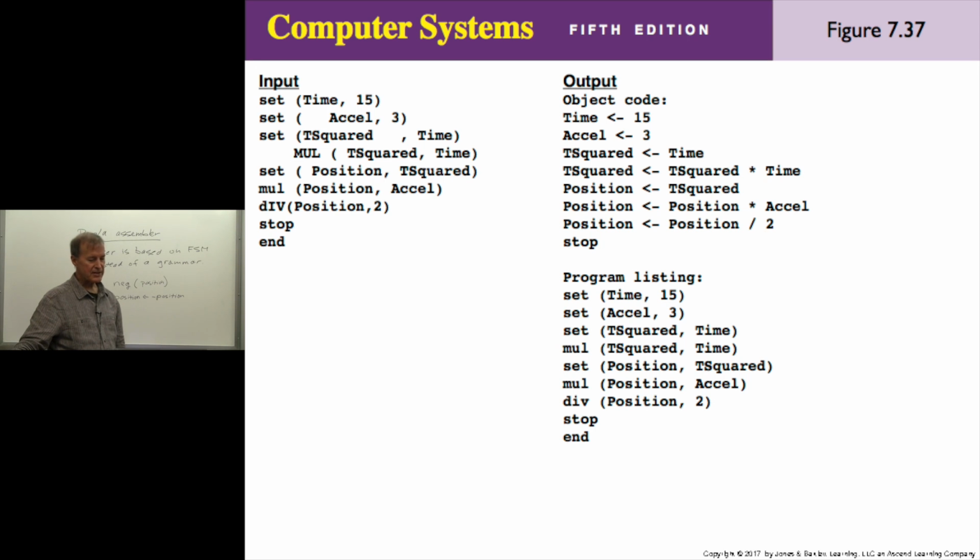And then notice again that the program listing has everything all in a canonical format. Notice how the div in the input is lowercase d, uppercase I, uppercase v, but then it's all the proper uppercase DIV.